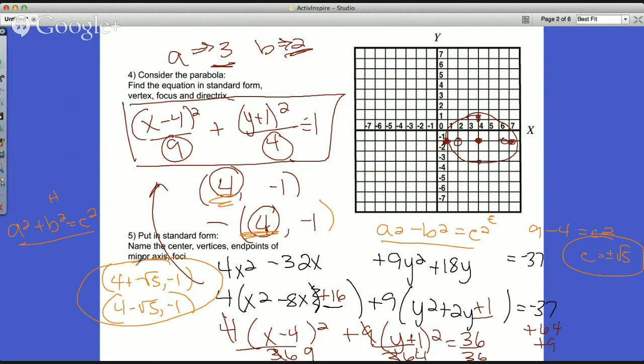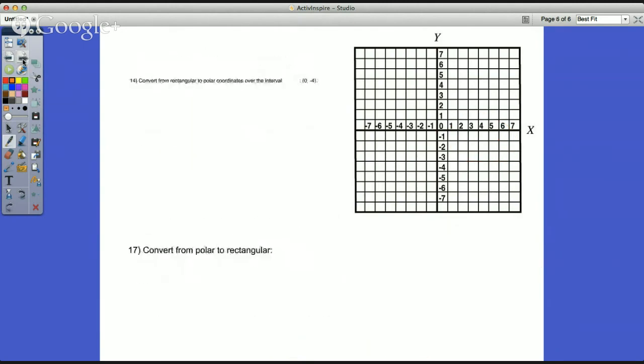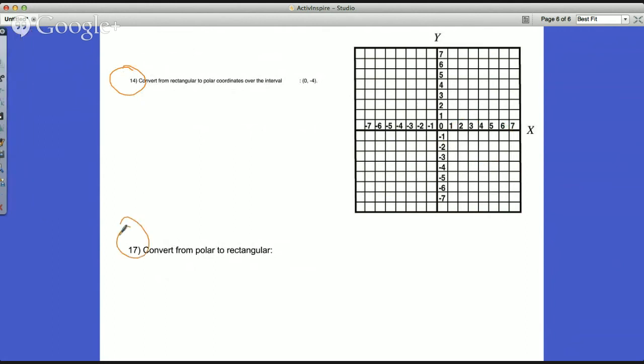Okay? Yes, Toots. Coach, are the polar things going to be on the test? Great question. If you go back there, I'm going to go on number 14. I know it's harder to see on 14. 14 and 17, you can cross off 15 and 16. Yes, 15 and 16 cross off on the review.